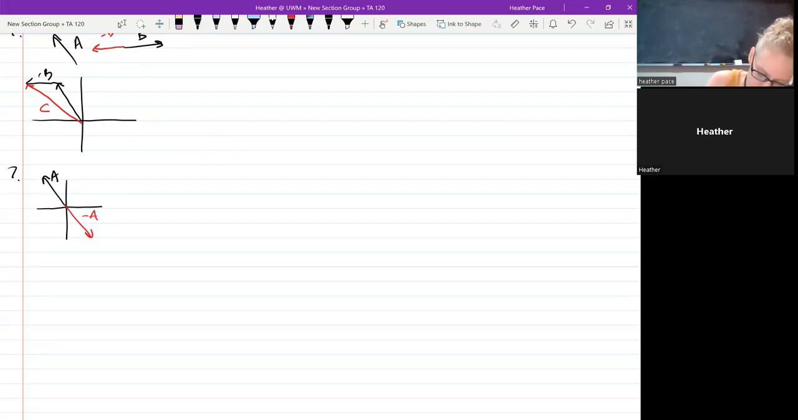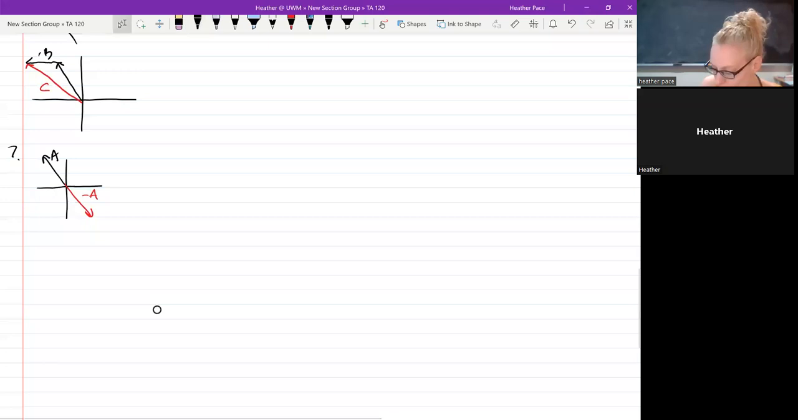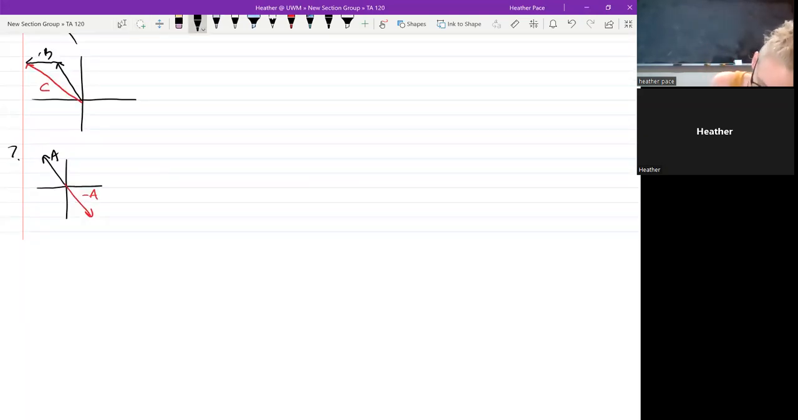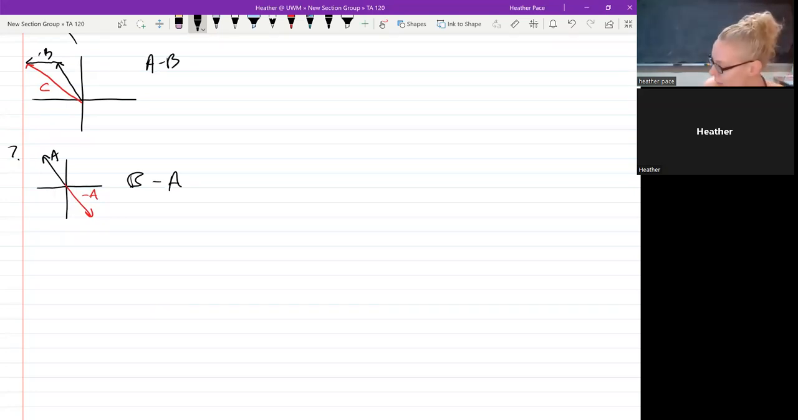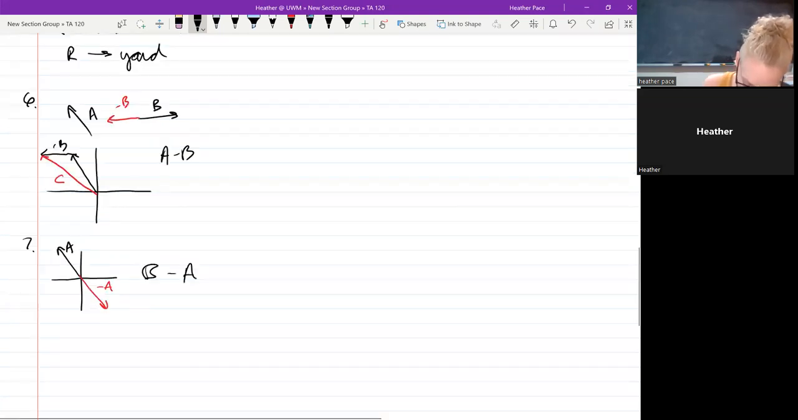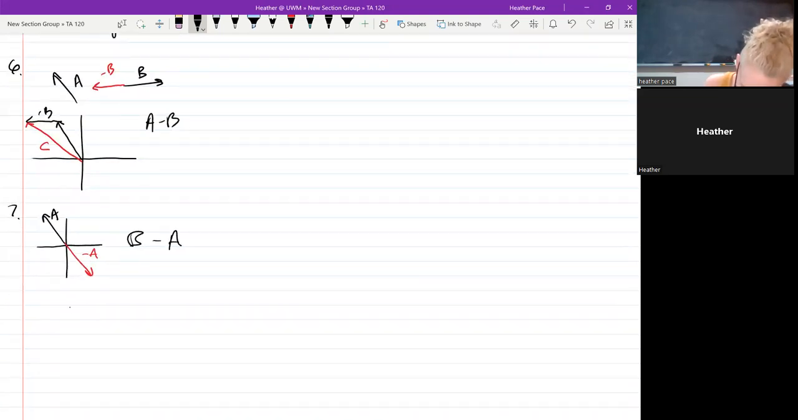So let's go ahead and do what the problem asks us to do, which is B minus A this time. B minus A instead of A minus B, which is up here. Okay, so B minus A, we're gonna look at B, and B looks like this.